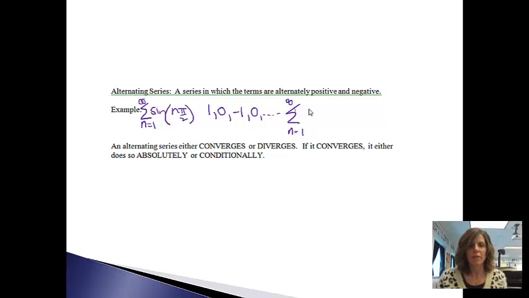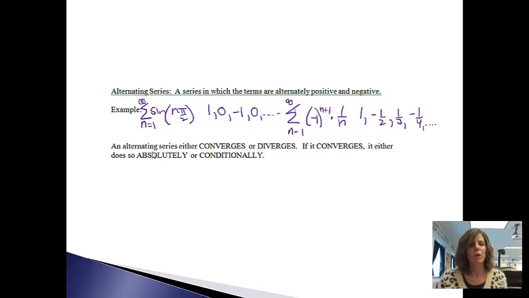Another one I'm going to give you: n equals 1 to infinity of negative 1 to the n plus 1 times 1 over n. If I plugged in 1, this would turn to positive, and I'd get 1. Then if I plugged in 2, I'd get negative 1 times 1 half, which would be negative 1 half. If I plugged in 3, I'd get 1/3, and if I plugged in 4, I'd get negative 1/4, and so forth. So again this is an alternating series because we are alternating between positive and negative terms.